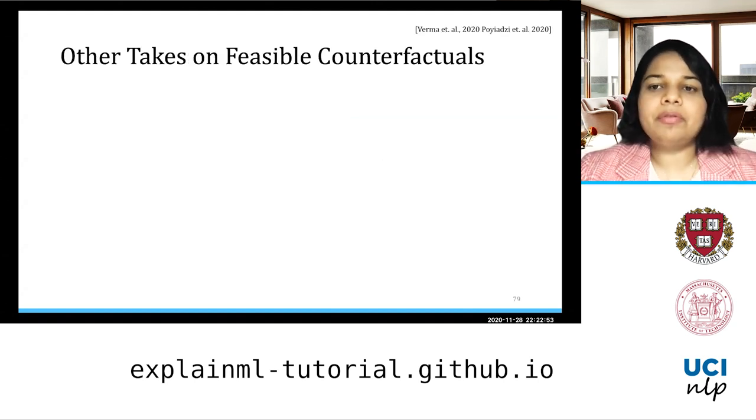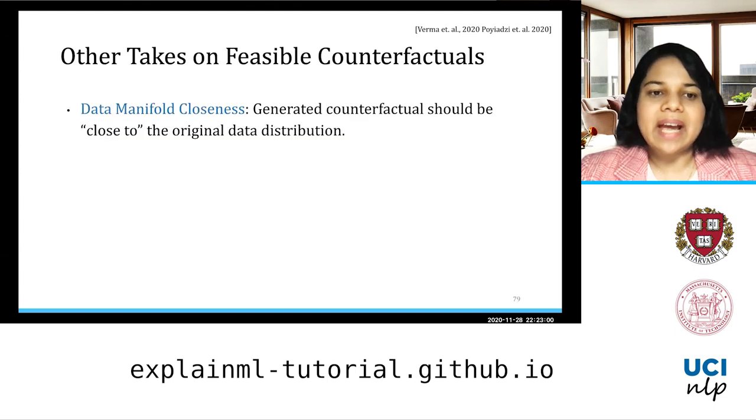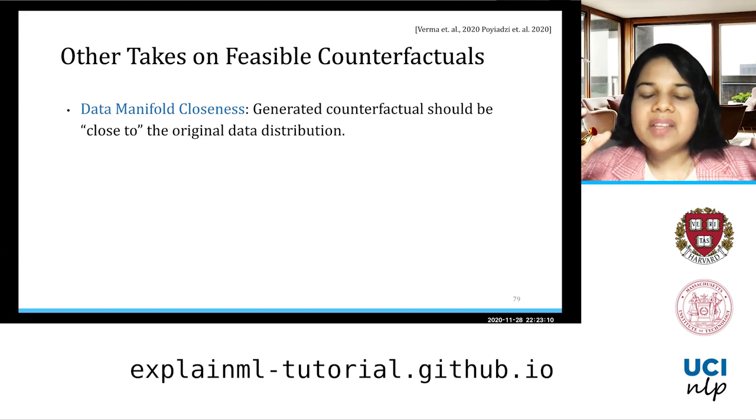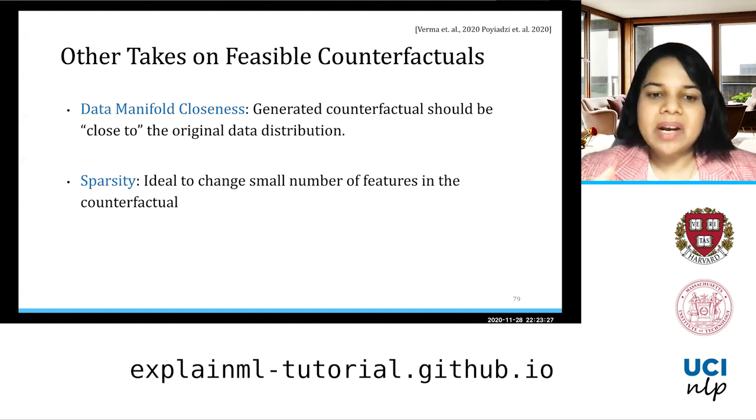Now, other notions of feasible counterfactuals have also been proposed in literature. For example, one notion is based on the idea of data manifold closeness, where the goal is to generate a counterfactual which is actually close to the original data distribution. This basically uses the intuition that counterfactuals which are actually very far off from the original data distribution may not even be valid data points. And another take on what a feasible counterfactual should look like enforces the notion of sparsity by ensuring that we only change a small number of features in the counterfactual, because requiring a user to act upon a large number of features can often be extremely hard in practice.